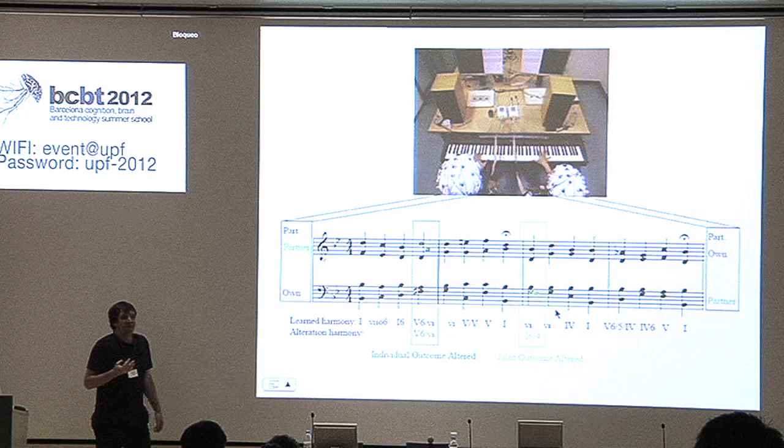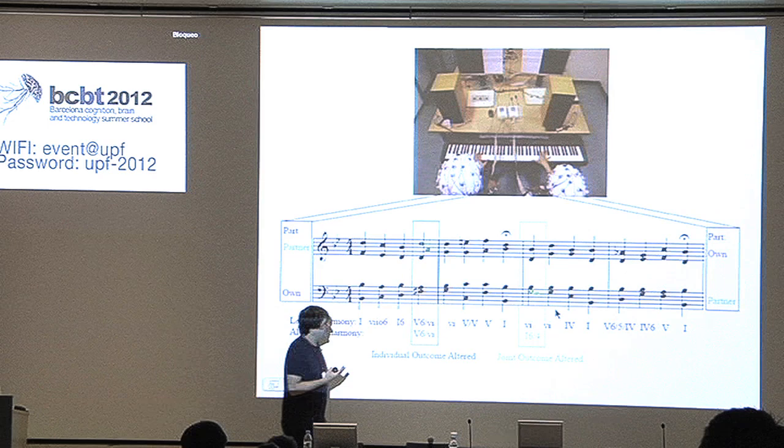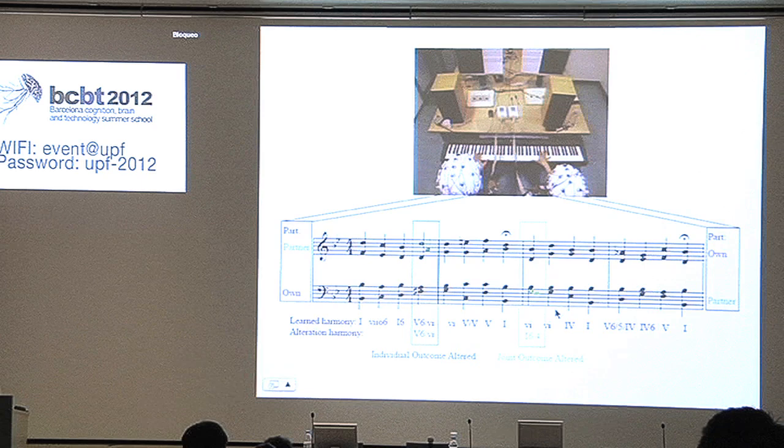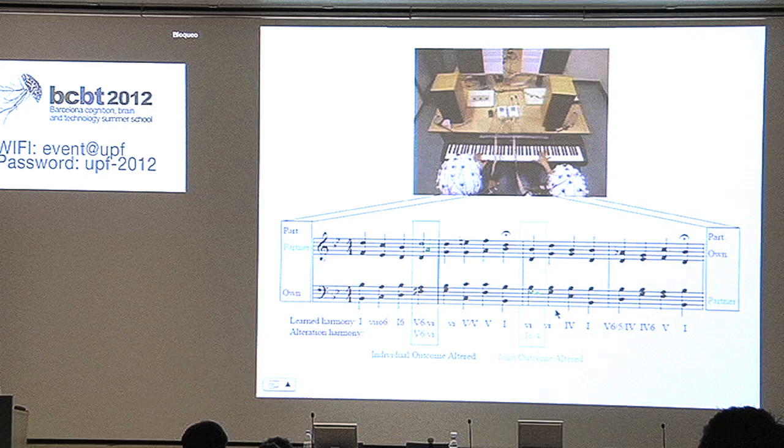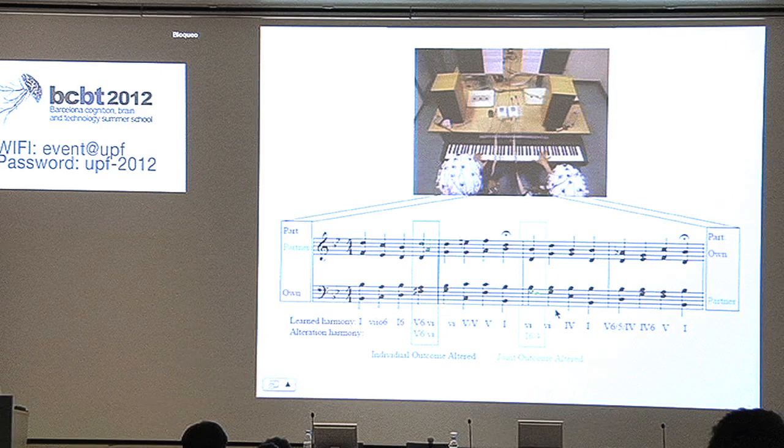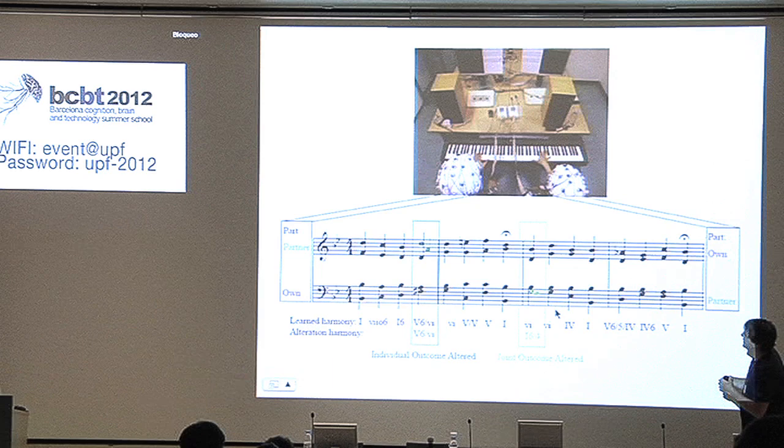So what we try to do here is to manipulate first whether there was an error or not, of course. And this could be the person's own error or the partner's error. But then we also try to manipulate whether this had more or less of a consequence for the joint action. I'll try to explain how we did that in musical terms.